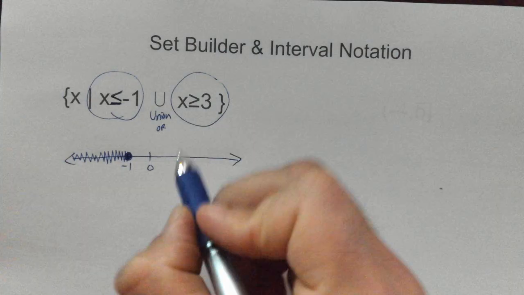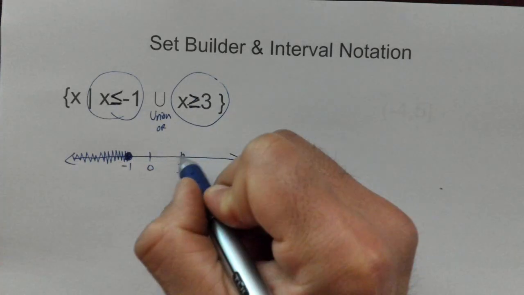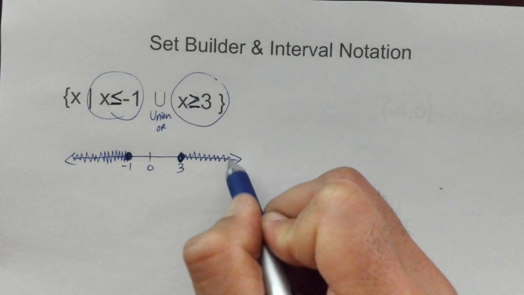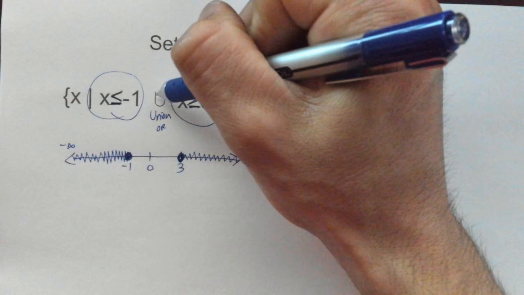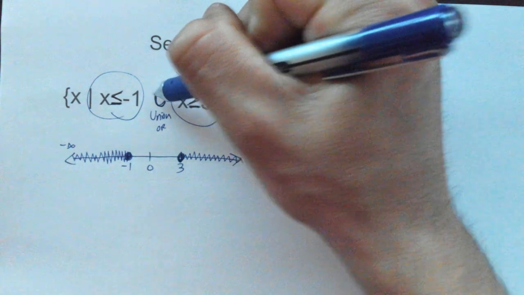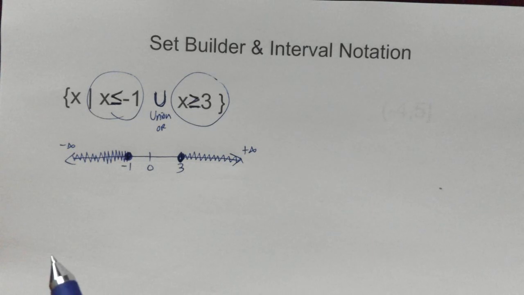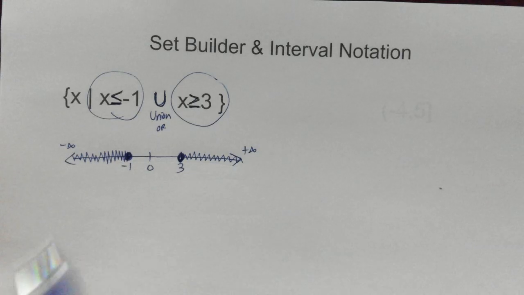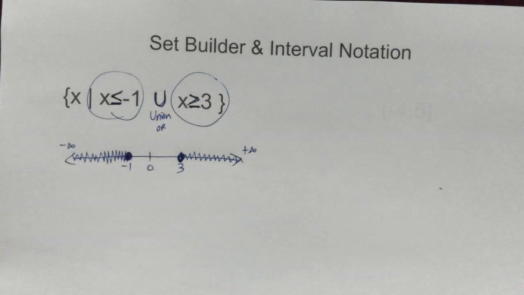On the right side, I have everything greater than or equal to 3. Since it's equal, again, a solid dot. And it's everything greater, so everything above 3. Since we're interested in the union, we're just saying everything on the left or everything on the right. We're not interested in the intersection, the part that overlaps. So this would actually be our solution. Everything here or everything here would be part of this set.